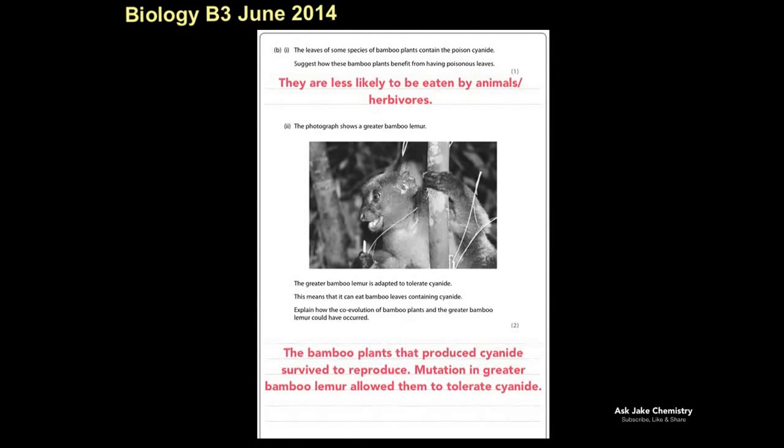The next part of the question says, the photograph shows a greater bamboo lemur. The greater bamboo lemur is adapted to tolerate the cyanide. This means it can eat the bamboo leaves containing cyanide. Explain how the co-evolution of bamboo plants and the greater bamboo lemur could have evolved. So, it's 2 marks, so we need to give a state and explain it. The bamboo plants produce cyanide, survive to reproduce. The mutation in the greater bamboo lemur allowed them to tolerate cyanide.